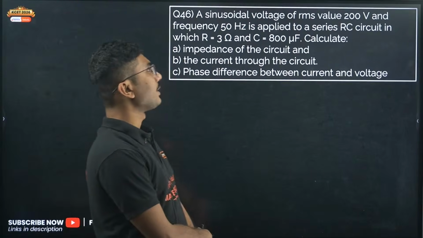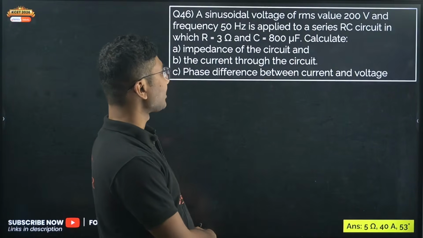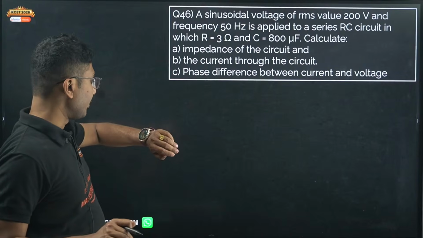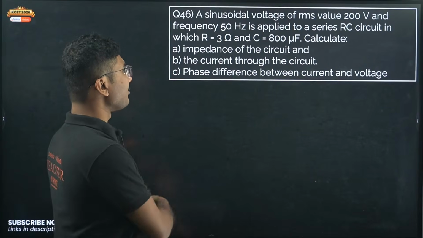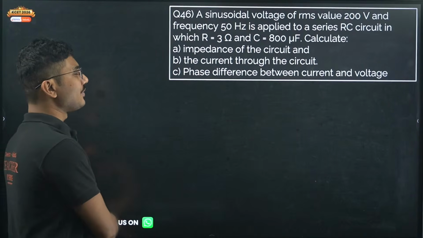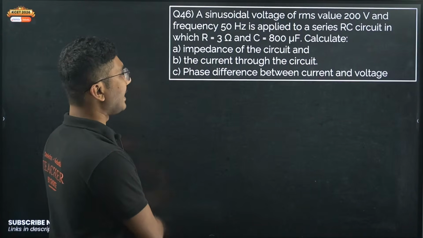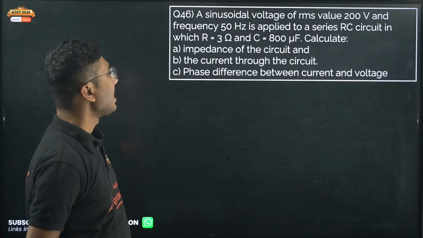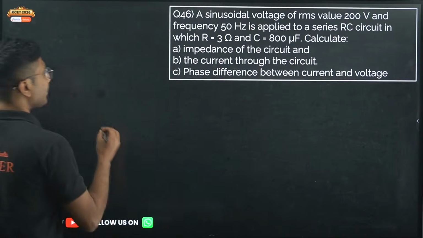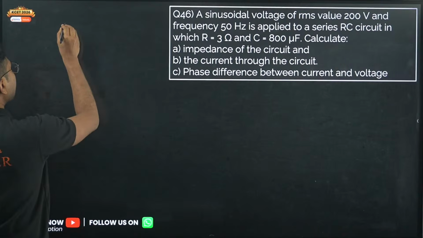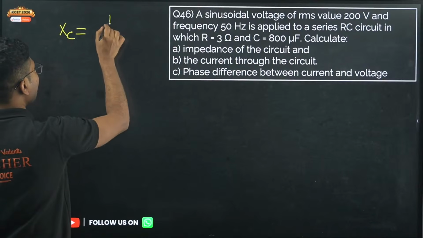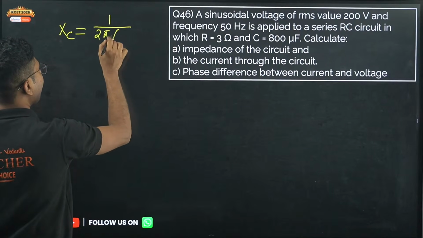A sinusoidal voltage, I think this is the last question of the day. A sinusoidal voltage of RMS value 200 volt and frequency 50 Hz is applied to a series RC circuit, in which R is 3 ohm, C is 800 microfarad. Calculate the impedance, the current through the circuit, and the phase difference between current and voltage. So first of all we have to calculate the impedance. To calculate impedance, obviously first thing is to calculate XC. No L is there, only XC, so it will be 1 by 2 pi F into C.